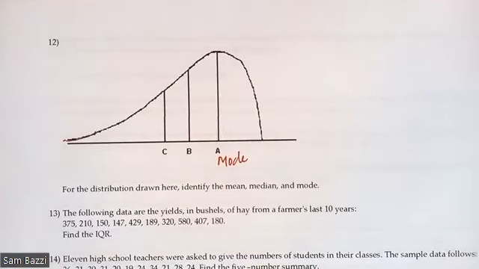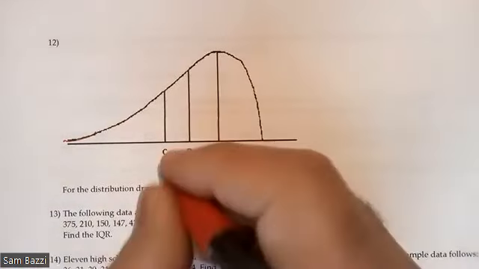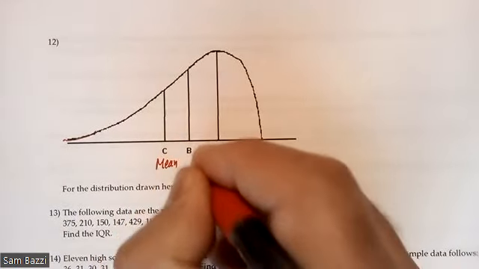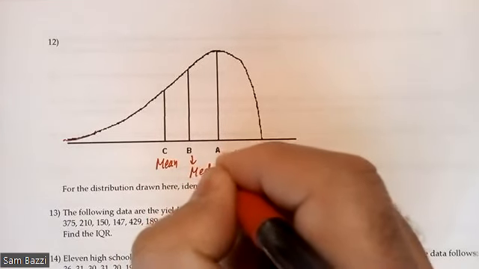Now, let me give you this good piece of information, and then you should be able to tell what's the mean and what's the median. In a skewed distribution, the mean is always the closer one to the tail. So which letter is closer to the tail, guys? C or B? C. So that must be the mean. And this definitely is the median.